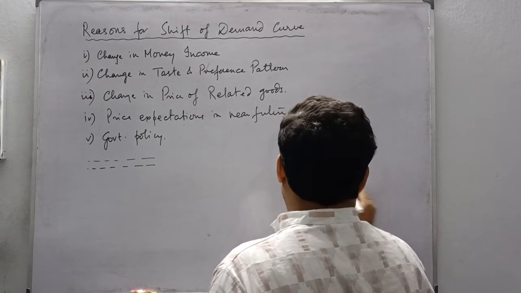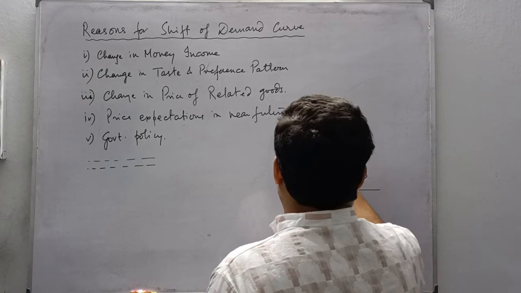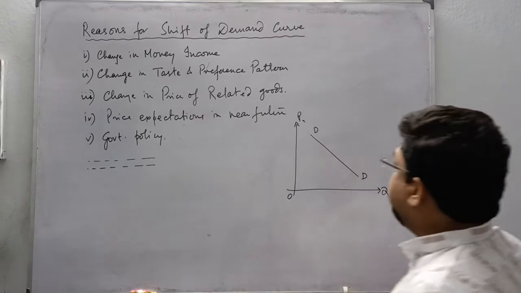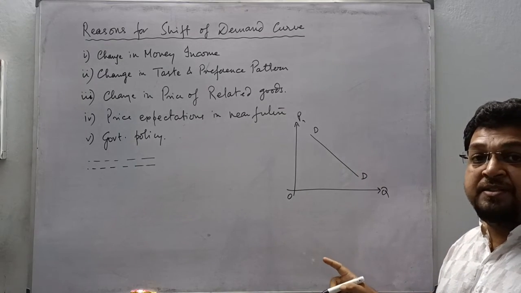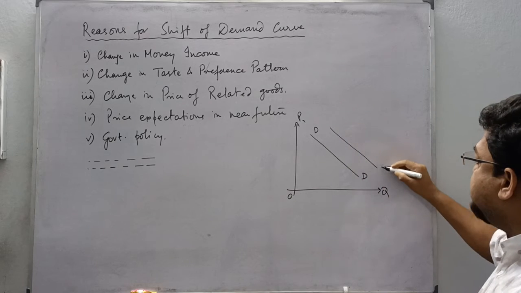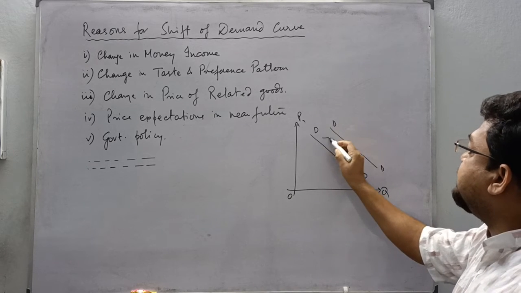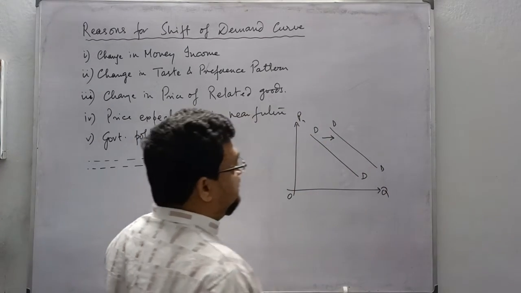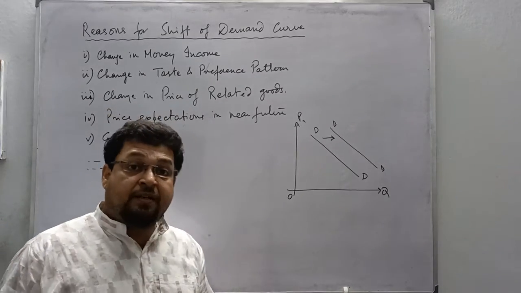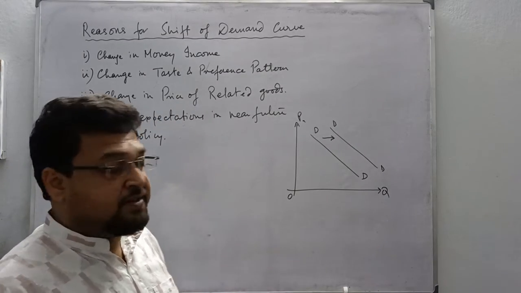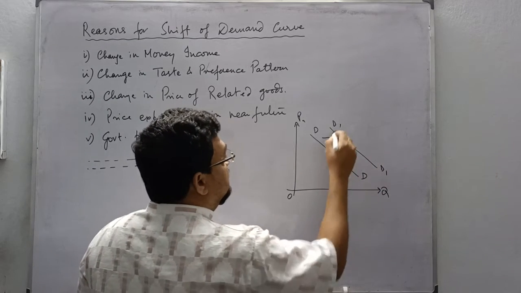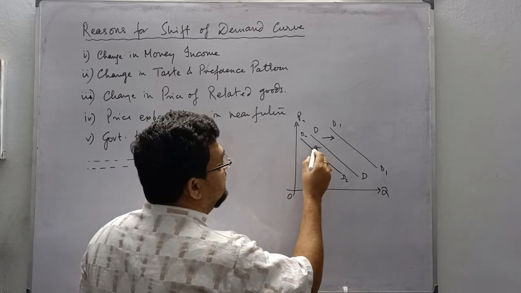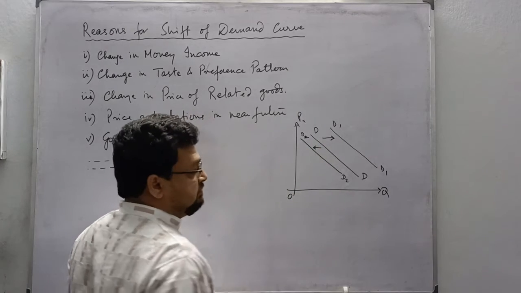If you have a downward sloping demand curve, and whenever there is an increase in demand, the demand curve shifts to the right, and the rightward shift is shown as a straight rightward arrow. And whenever there is a decrease in demand, the demand curve shifts to the left. Whenever there is a decrease in demand, the demand curve shifts to the left.